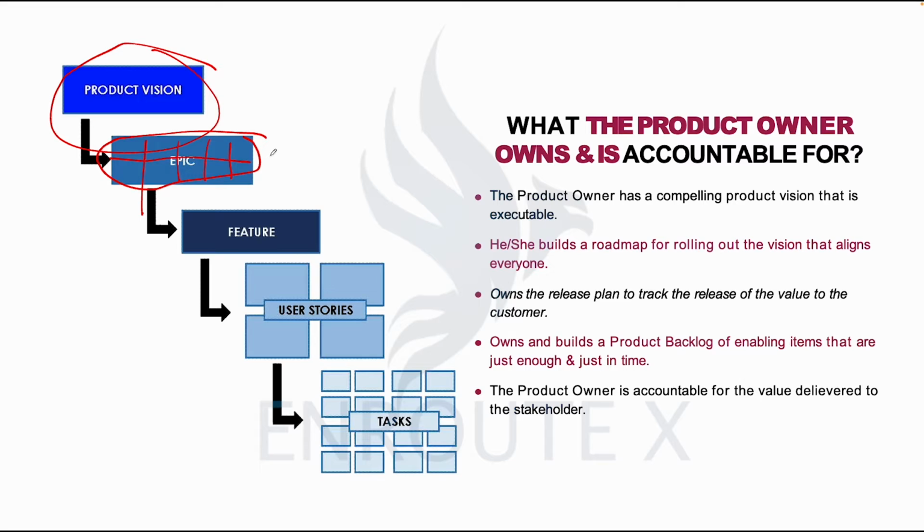Different layers coming together that would form the vision being achieved. That would be the epics. And the epic also is broken down into features. Features are broken down into user stories. User stories are broken down into tasks.